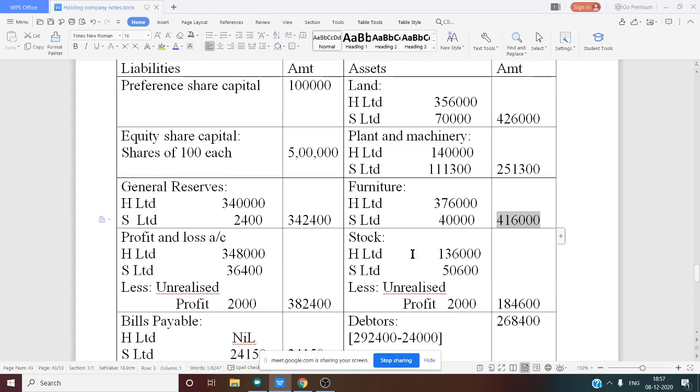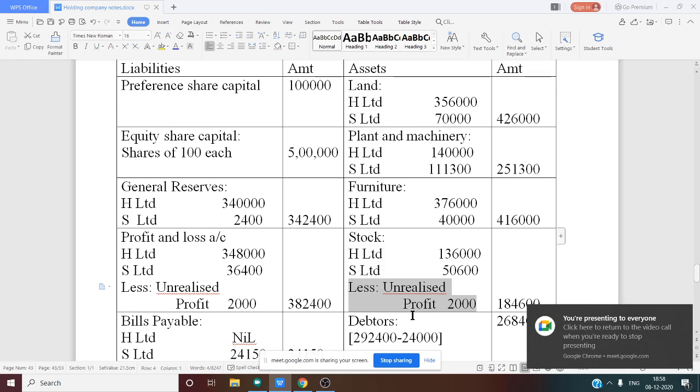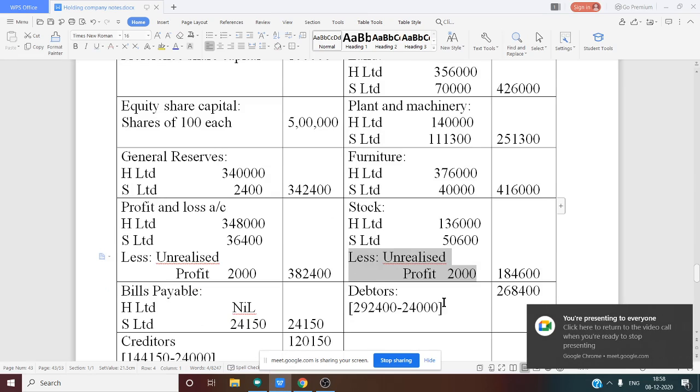This is about furniture. Stock of the holding company you have to take from the balance sheet. Subsidiary company you have to take from the balance sheet, and you have to deduct unrealized profit. Working note number 12, you have to deduct. That is 1,84,600. That is the stock value.